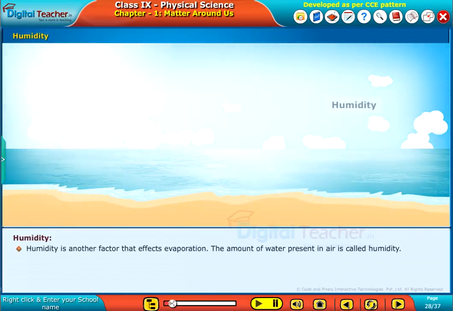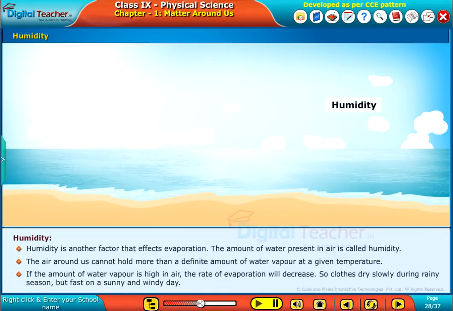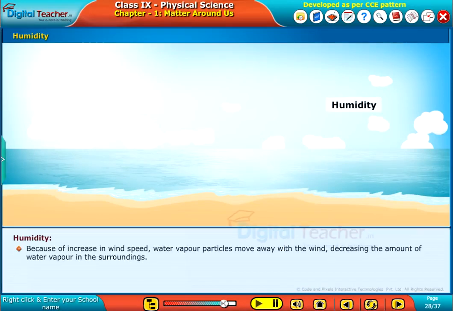Humidity is another factor that affects evaporation. The amount of water present in air is called humidity. The air around us cannot hold more than a definite amount of water vapor at a given temperature. If the amount of water vapor is high in air, the rate of evaporation will decrease. So clothes dry slowly during rainy season but fast on a sunny and windy day. Because of increase in wind speed, water vapor particles move away with the wind, decreasing the amount of water vapor in the surroundings.